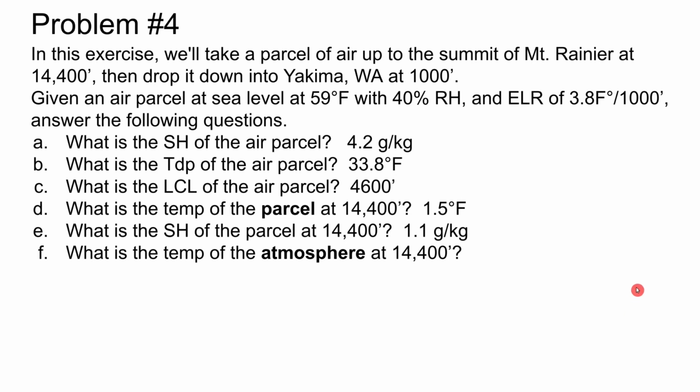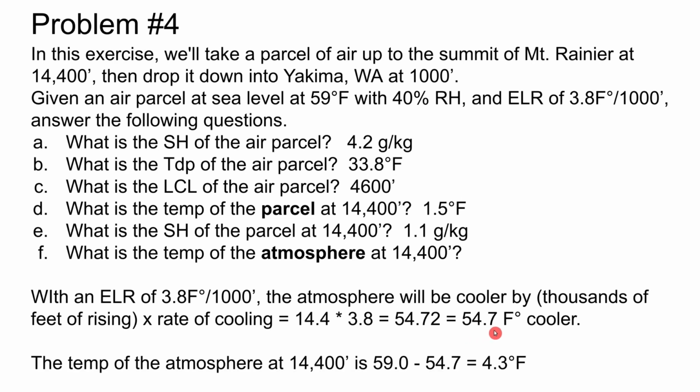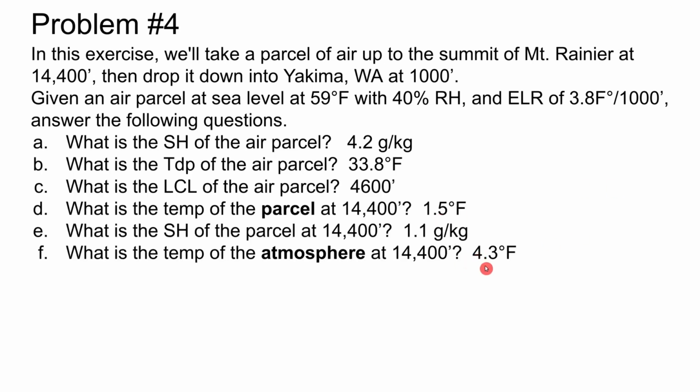So now we have to use the ELR. The ELR is 3.8 degrees of cooling for every 1,000 feet of lifting. That's going to be 14.4 thousand feet times 3.8 degrees per 1,000 feet is 54.72 degrees cooler, 54.7. The starting temperature of the atmosphere was 59 degrees. It's going to cool by 54.7. So the temperature of the atmosphere is going to be 4.3 degrees.